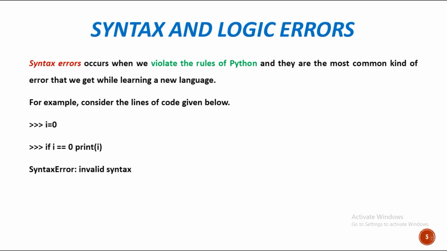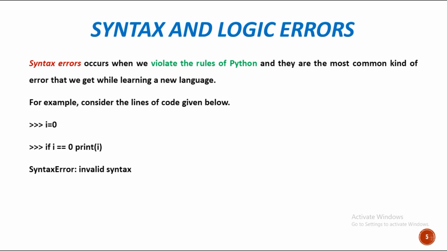Syntax errors occur when we violate the rules of a Python program, and they are the most common kind of error while learning a new language. Whenever we are learning a new programming language, we may not understand it thoroughly, and at that time some errors may happen. Such errors are known as syntax errors.